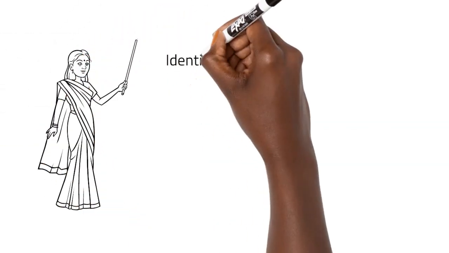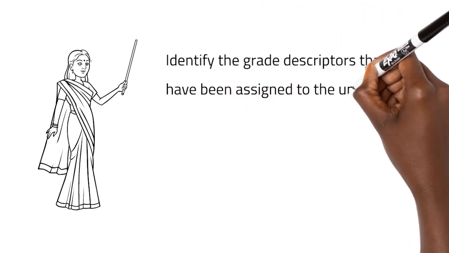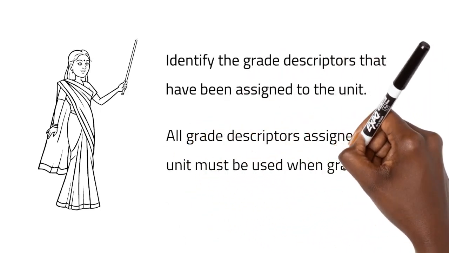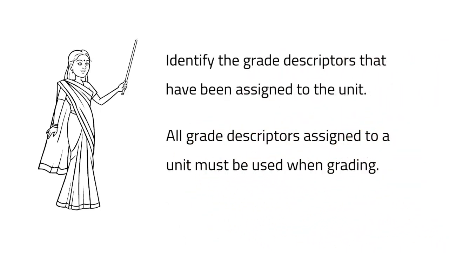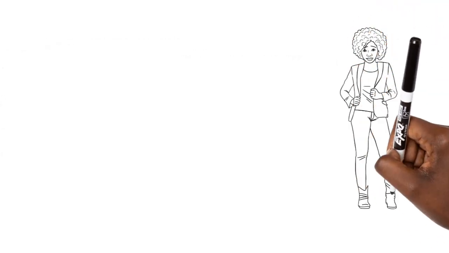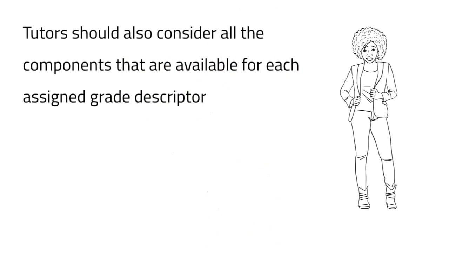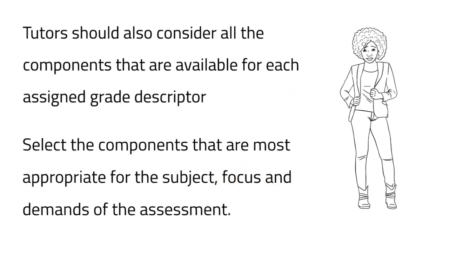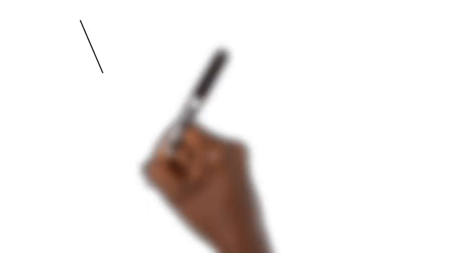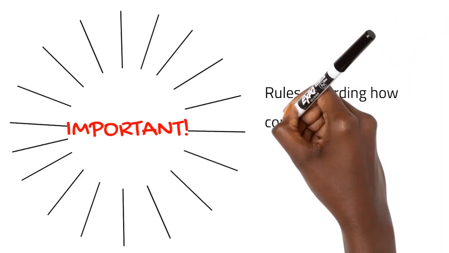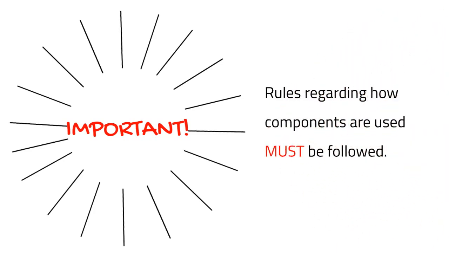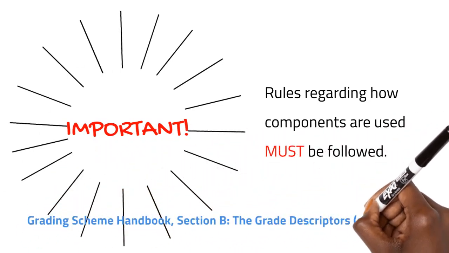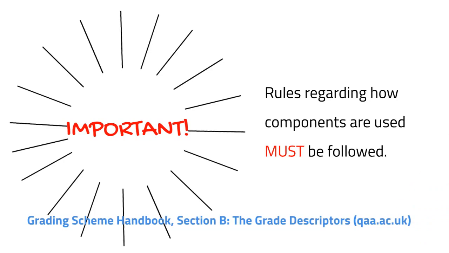During assessment design, tutors should identify which grade descriptors have been assigned to the unit from the unit specification. All grade descriptors assigned to the unit must be used when grading. Tutors should also consider all the components that are available for each assigned grade descriptor and select the components that are most appropriate for the subject, focus and demands of the assessment. It's really important to ensure that the rules regarding how components can be used and combined are followed. These are provided in Section B of the Grading Scheme Handbook, which can be accessed from the QAA website.